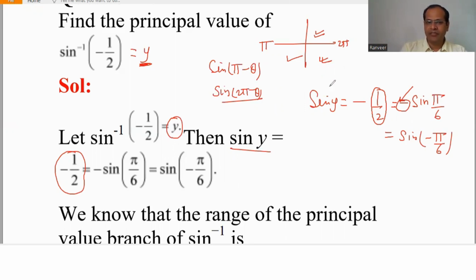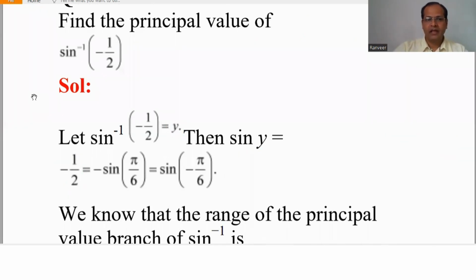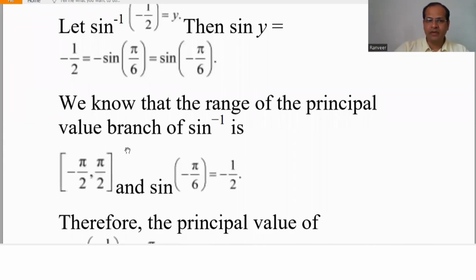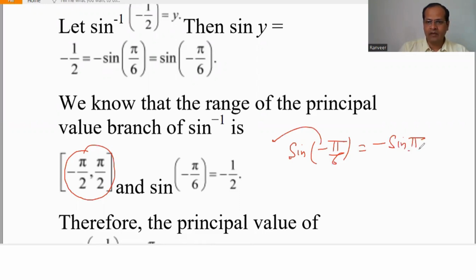Now, once we write sine minus pi by 6, we have to remember only one thing: the range of the trigonometric function. The range of the principal value of sine inverse is minus pi by 2 to pi by 2, and minus pi by 6 lies between minus pi by 2 and pi by 2. That's why the value is sine minus pi by 6. Taking sine minus theta as minus sine pi by 6, it gives minus 1 by 2.